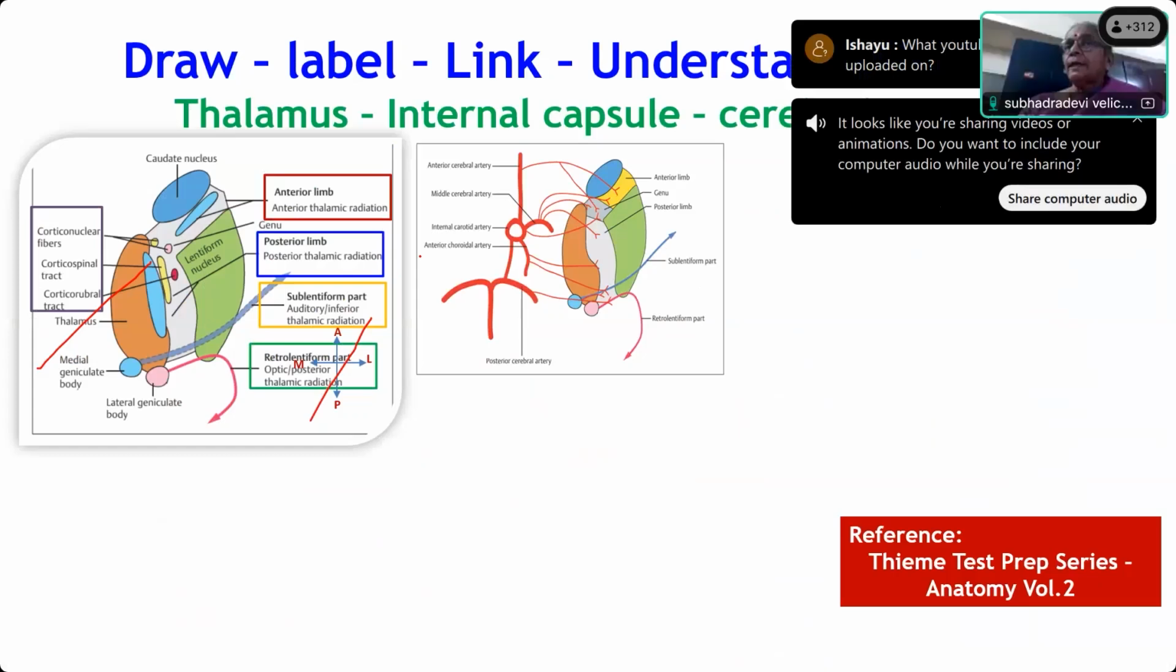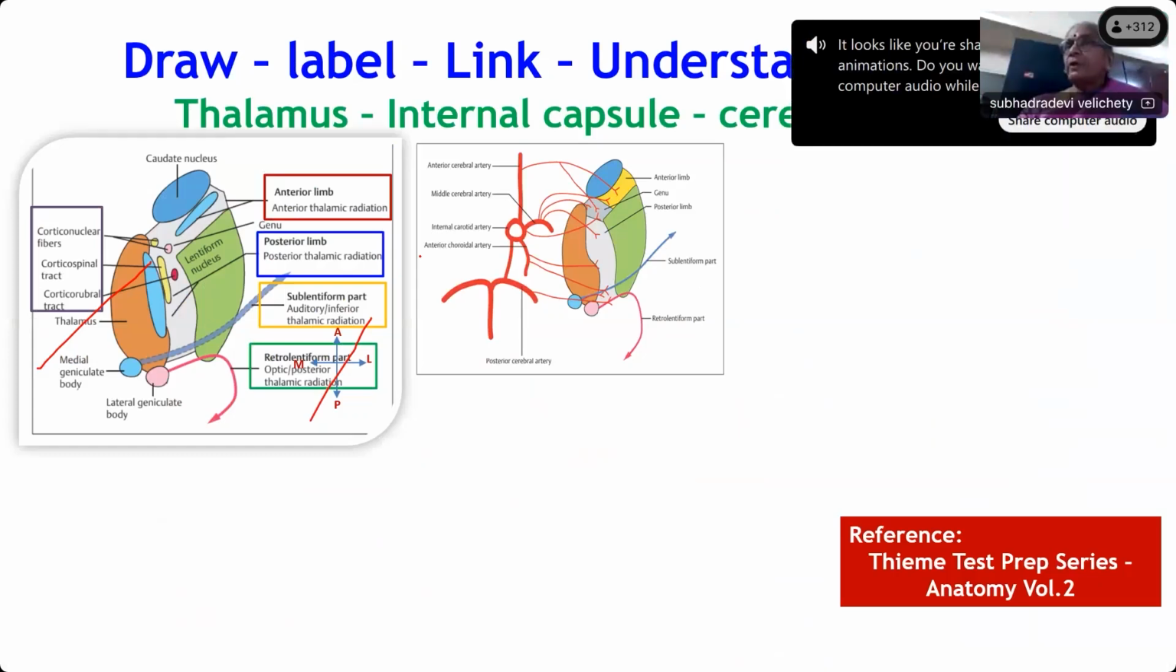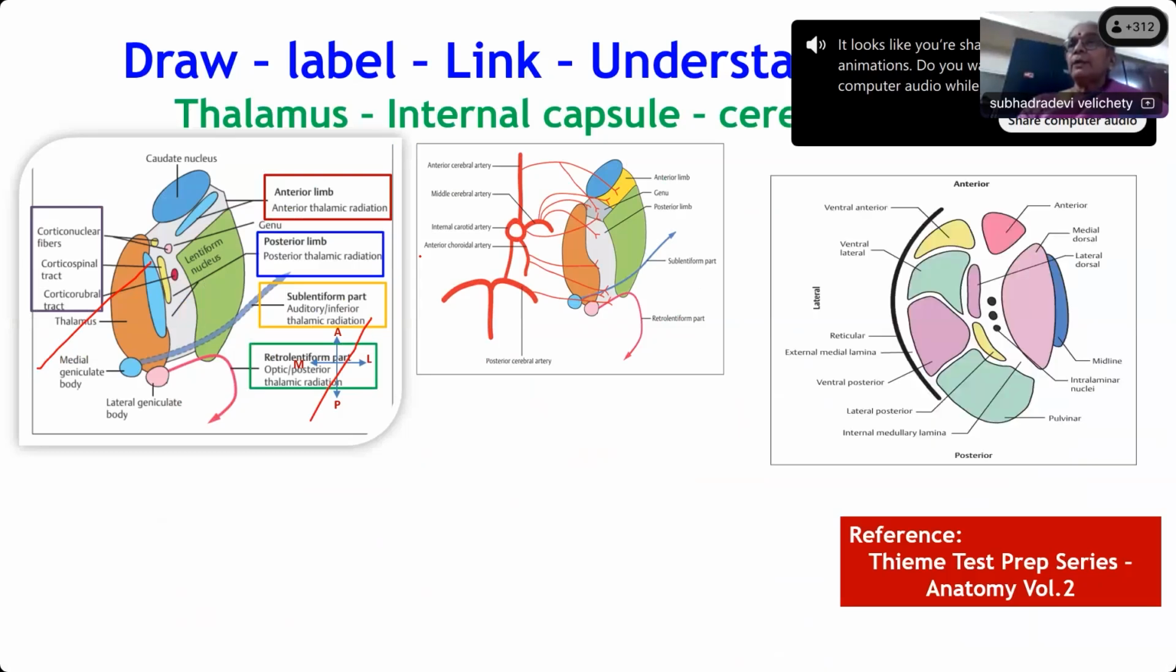See, so that is the blood supply of it also. You should be thorough with the internal capsule diagram and the parts of it and the fibers that are traversing, but the blood supply, then the thalamic nuclei also. You should practice simple diagrams only. These you can practice and practice and orient with them.